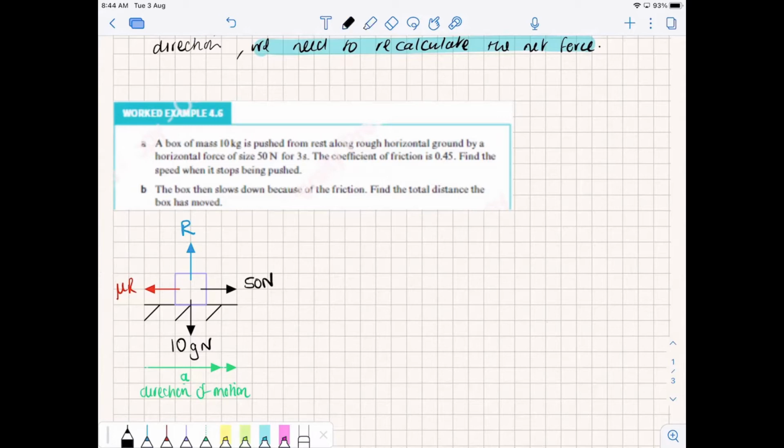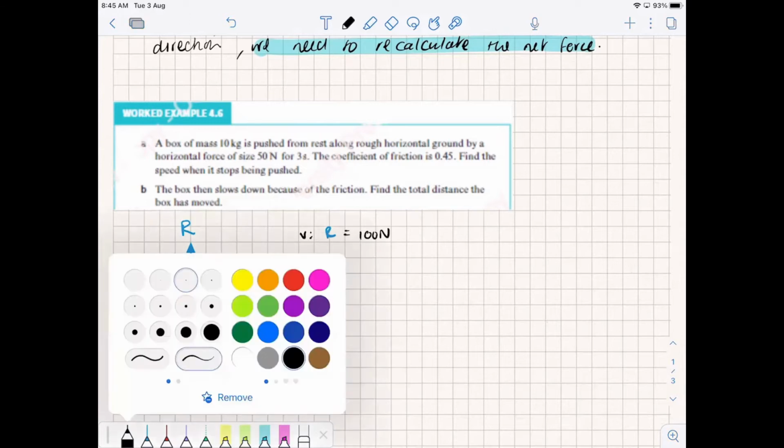From here, it's actually a very simple process. You're going to start getting into the habit of doing this with these kinds of problems: we're going to resolve vertically to find the normal contact. Remember, vertically in this example is perpendicular to the direction of motion, which means there's no acceleration. In other words, the forces are in equilibrium. That tells me that my normal contact force must be equal to 100 newtons. So my normal contact force is equal to the weight of the object. There I've resolved vertically.